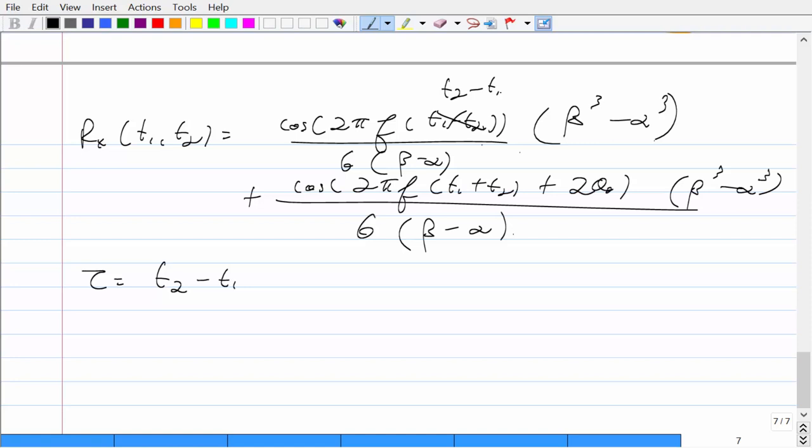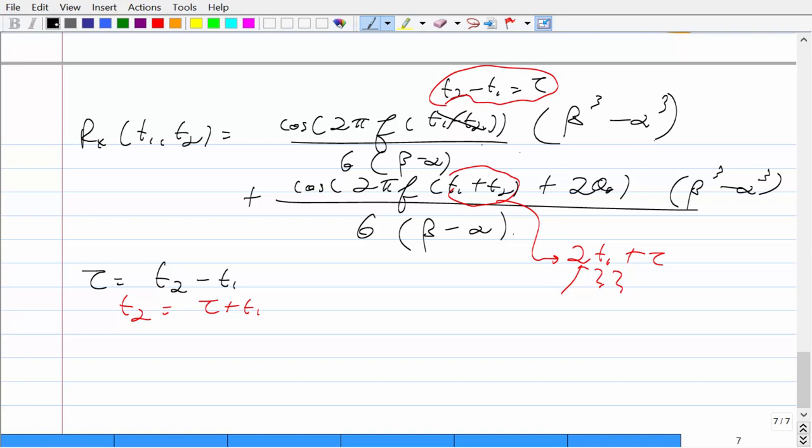But here's where it's giving me trouble, okay? So this here tells me that if I let t2 be tau plus t1, okay? So if I substitute this in, this becomes 2t1 plus tau. So if you take a look, the time dependence is satisfied over here, but at this point I have this here, okay? So unfortunately, this does not depend on tau only, okay? So therefore, it doesn't depend on the time lag only.